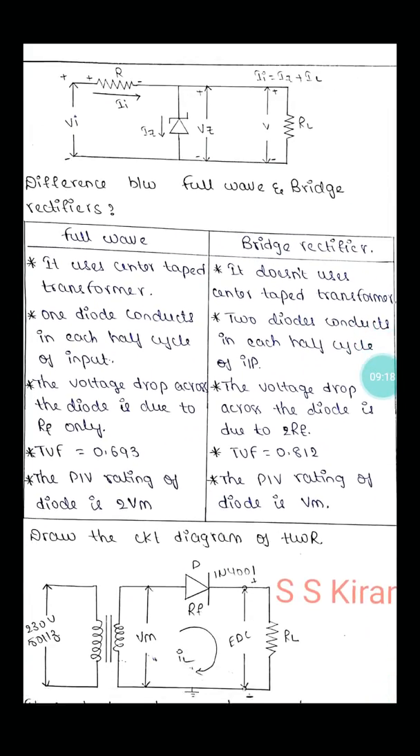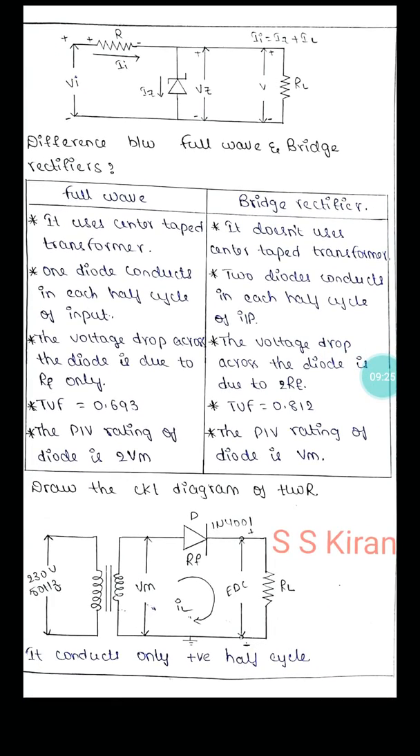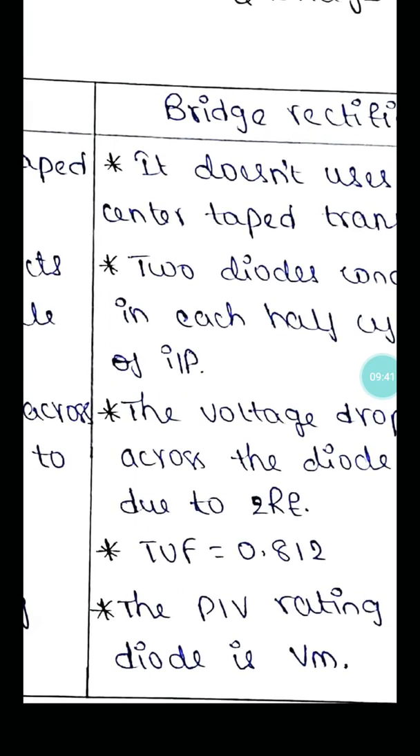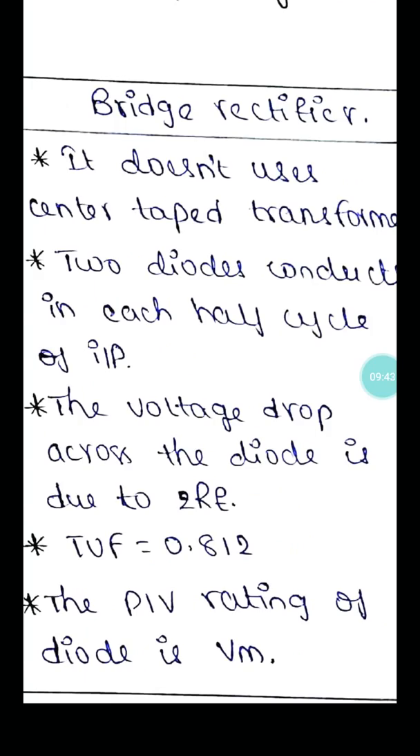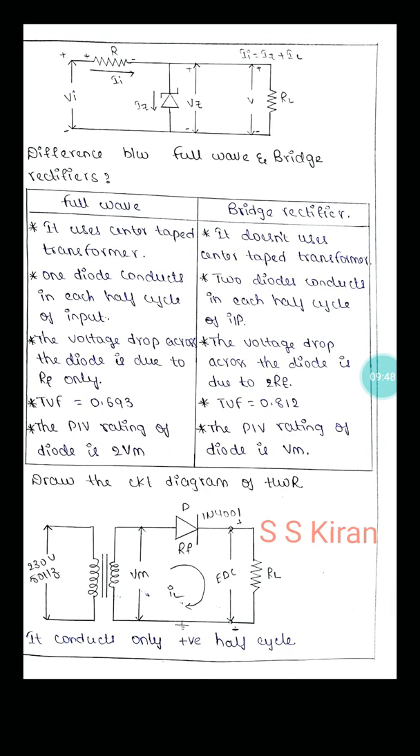Okay, now coming to differences. A full wave rectifier uses a center tap transformer. A bridge rectifier does not use a center tap transformer. Very important: in a full wave rectifier, one diode conducts in each half cycle of the input. Coming to the bridge rectifier, 2 diodes conduct in each half cycle of the input. If you look at the diagram, you can understand how they conduct.